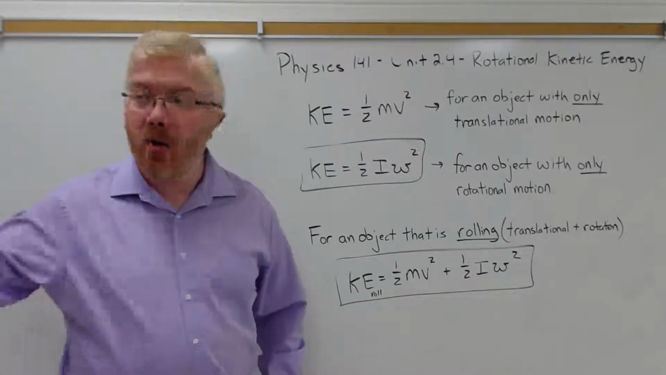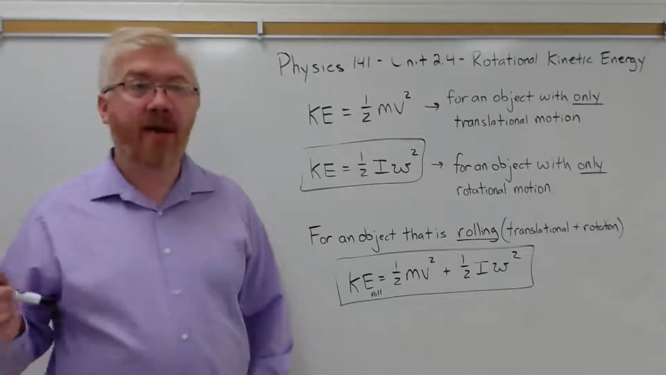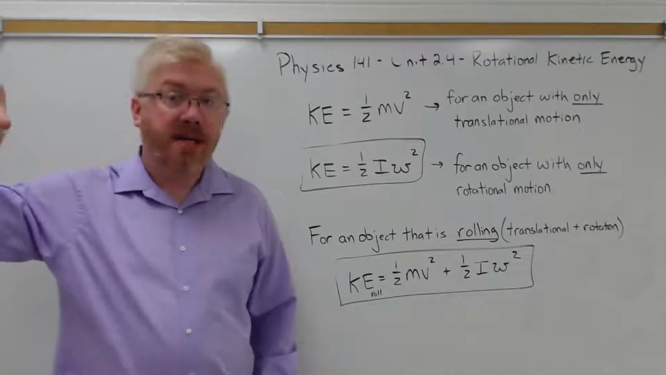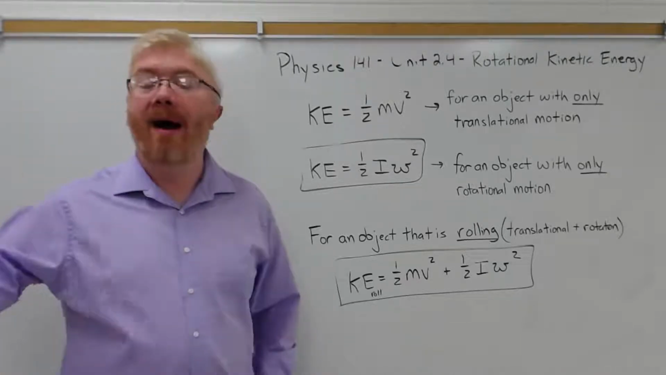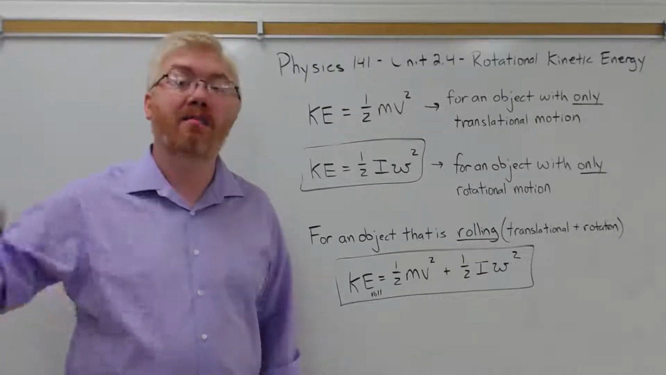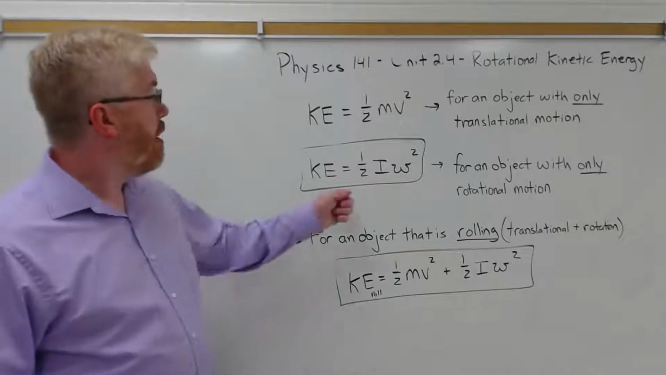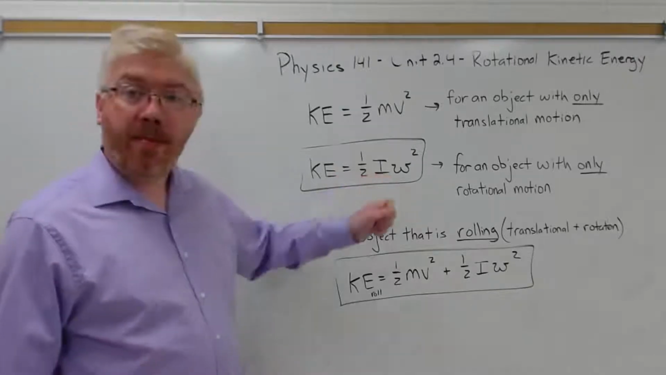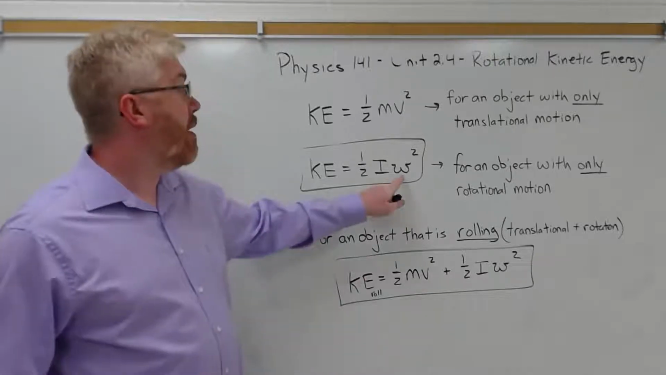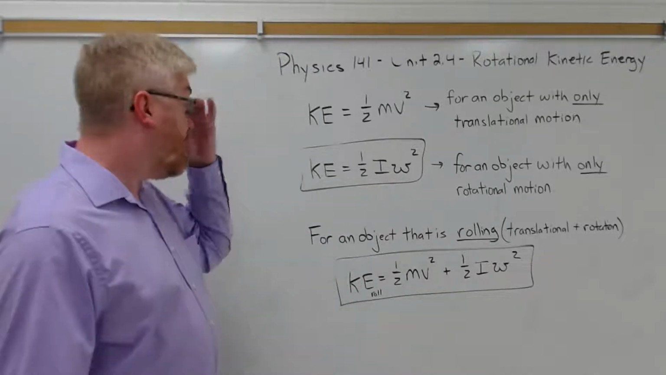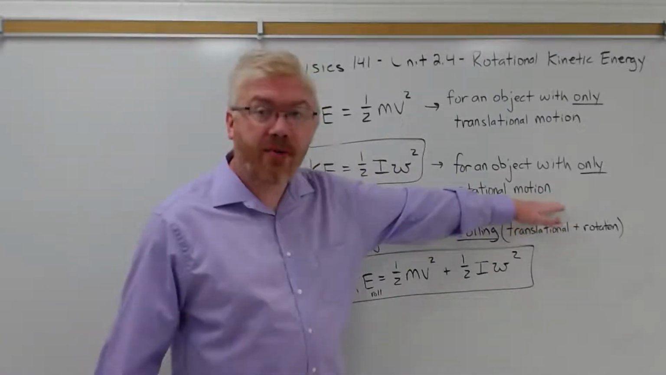So a ring, a hula hoop rolling down a hill, will have a different result than a solid disc rolling down a hill, than a ball rolling down a hill, a hollow ball rolling down a hill versus a solid ball rolling down a hill. So those I's you can look up on the table or in your textbook. And then here's the rotation speed. But this equation here is simply for objects with only rotational motion.